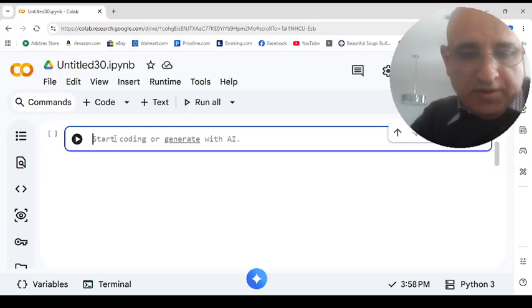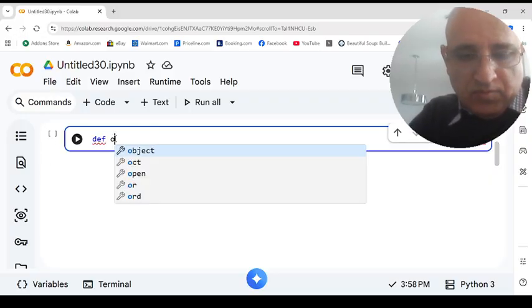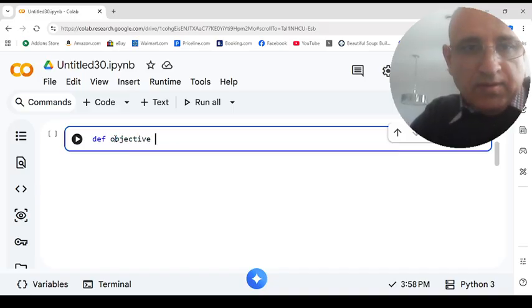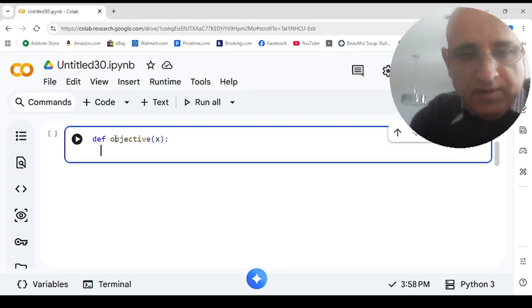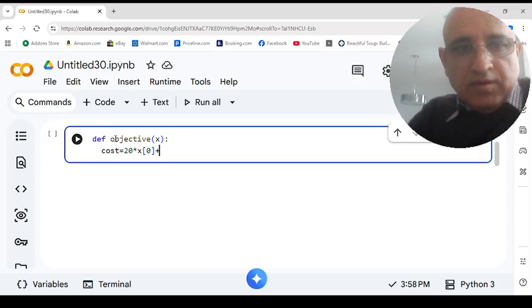This time we are calling it objective function because it is not going to minimize the cost only, it will minimize cost and risk as well. So the cost is 20 times x0.